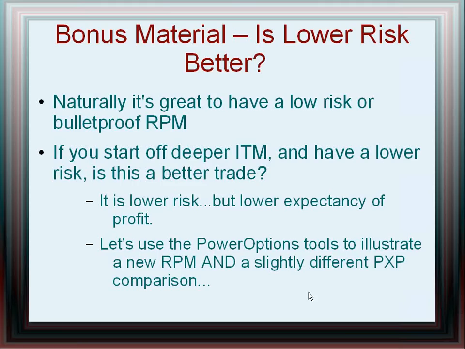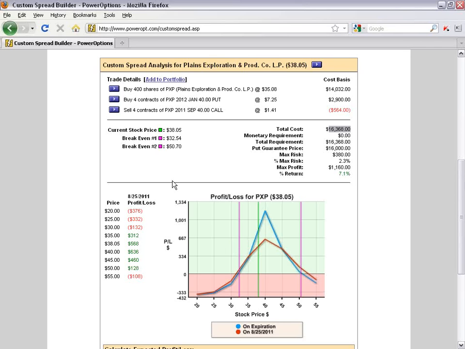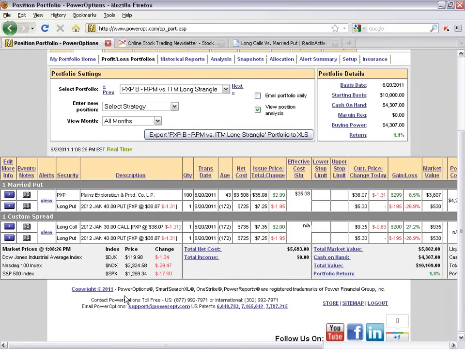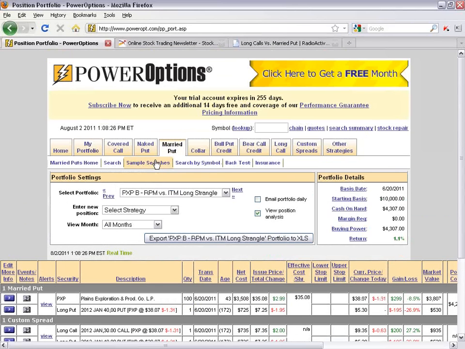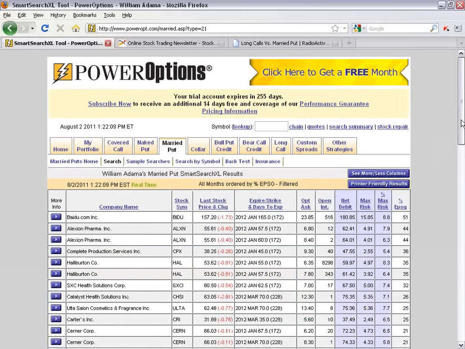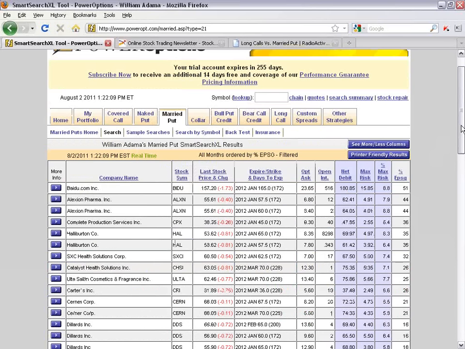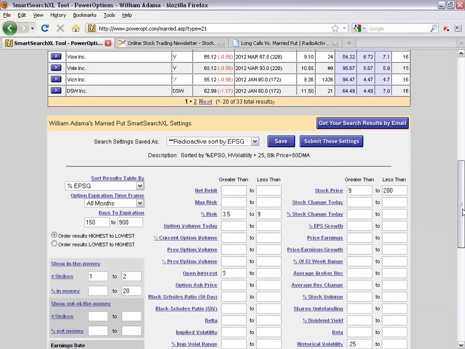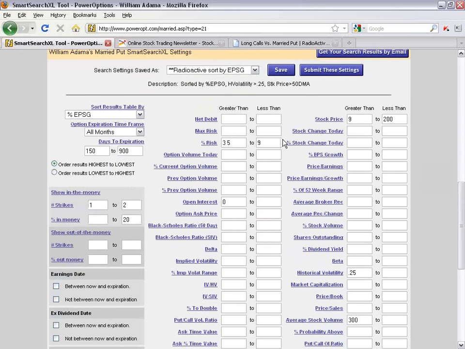Okay, how do we identify these trades? Well, using the Power Options tools, we'll go into the Married Put menu and we'll go into the search. Now, these trades that come up when you first go into the Married Put search are not recommendations or suggestions. These are the trades that match the default criteria that Kurt uses that's described in the blueprint. You want to use this as a stepping stone to create your own personal search.